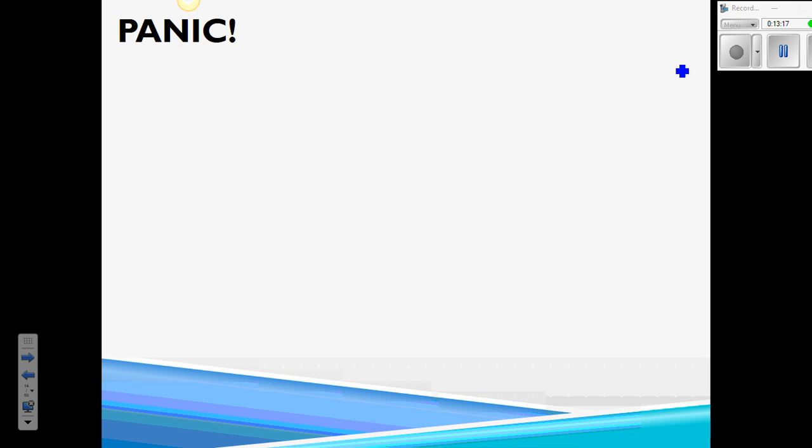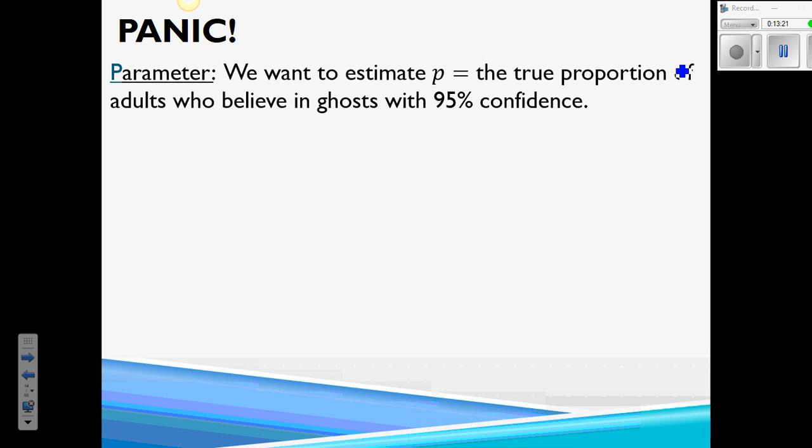All right, first thing you want to do is state the parameters. So we want to estimate P. That is what we're doing. We're stating what the parameter is. We want to estimate what P is. And P here is going to be equal to the true proportion of adults who believe in ghosts with 95%. That's what we're doing.